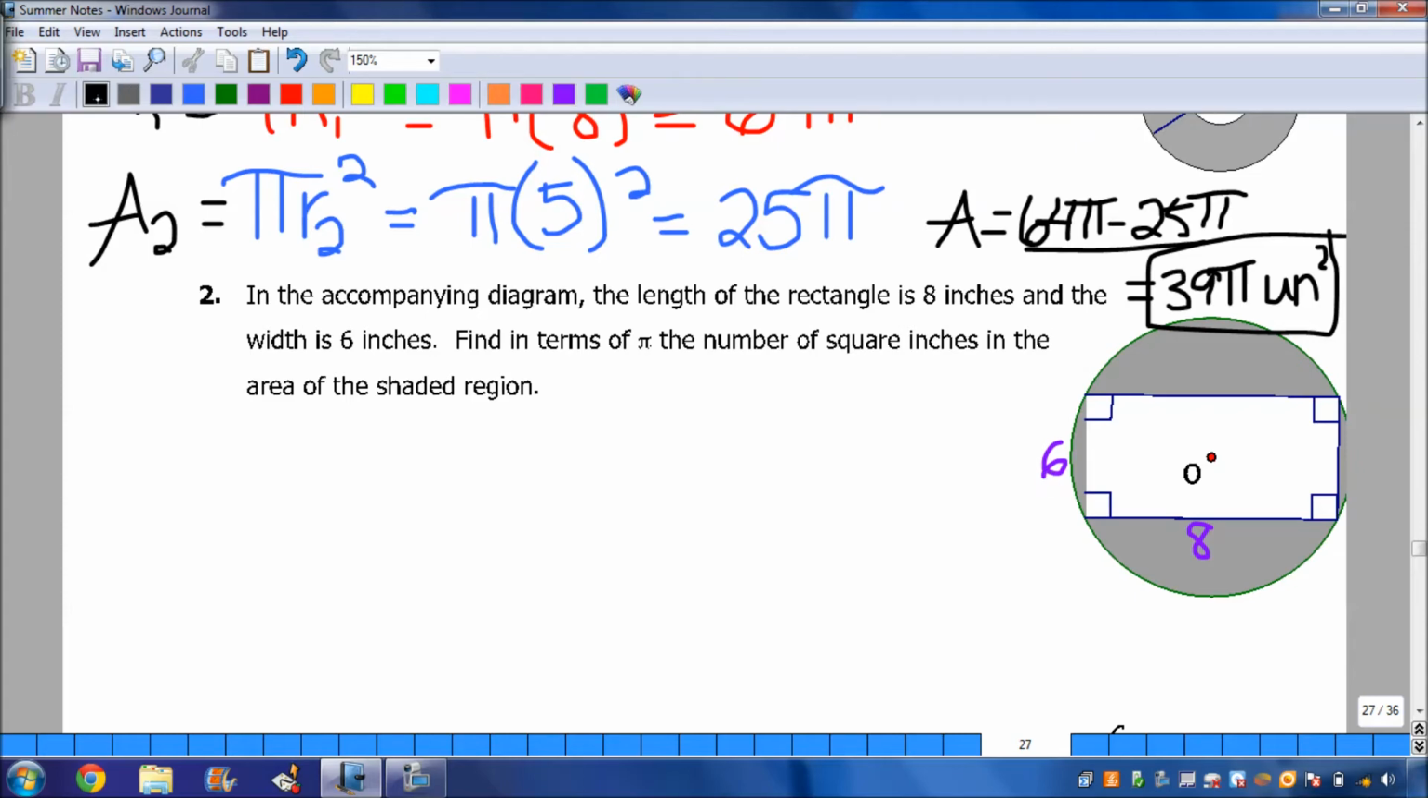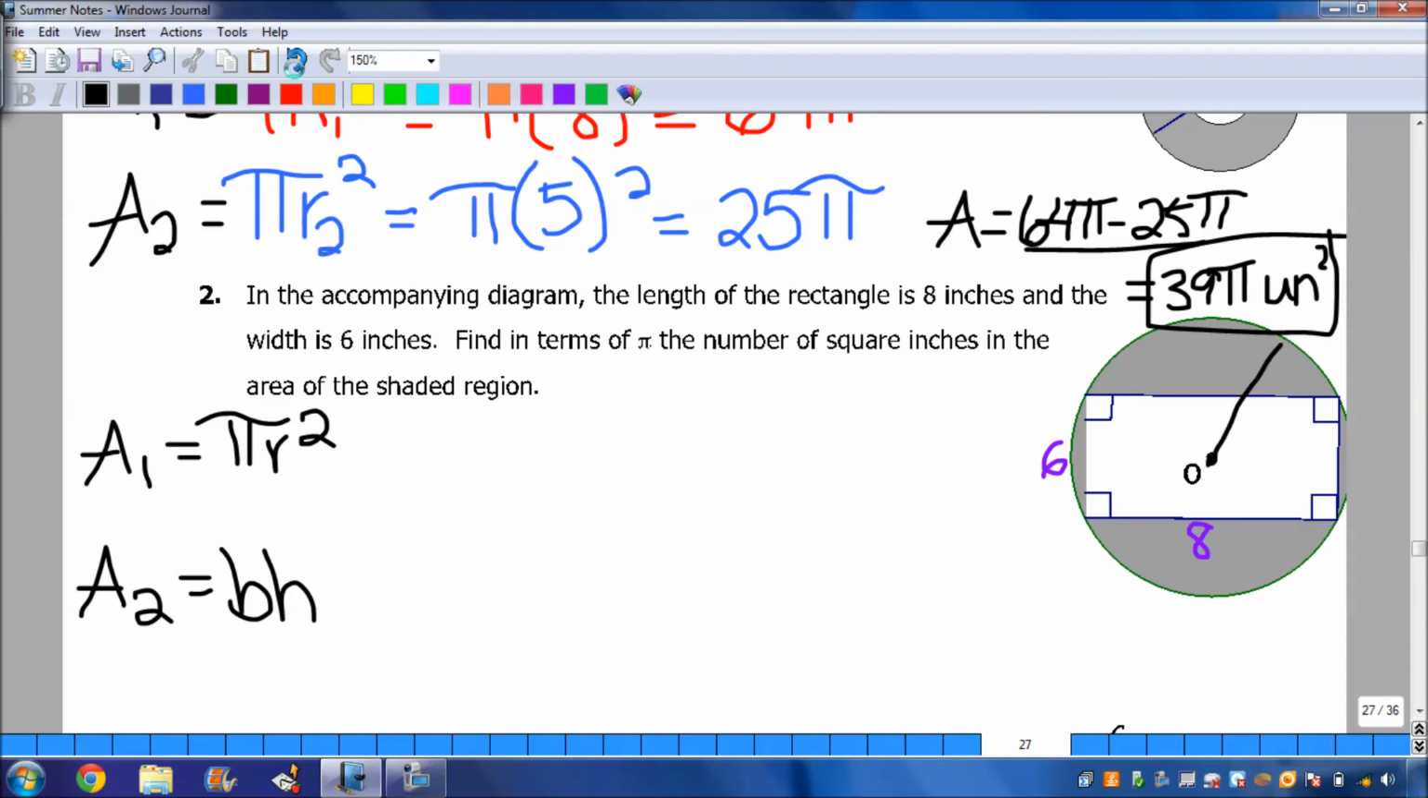I need to find the area of the outer region, which is a circle. So I will use the formula pi r squared. And then I need to find the area of the inner region, which is a rectangle, so I would use base times height. But in the circle, I don't know what my radius is. I can't say that it's based on this 8 because the radius has to go from the center out. But it really doesn't matter where it goes out to. It really could go out right here like that. So if I connect this right here, this is technically the diameter, right?